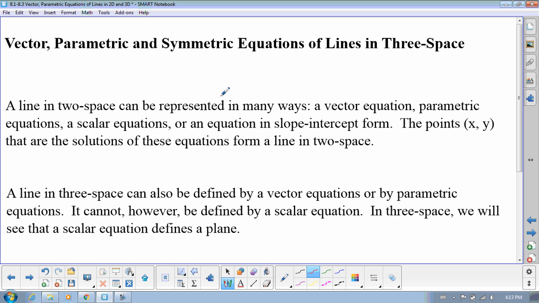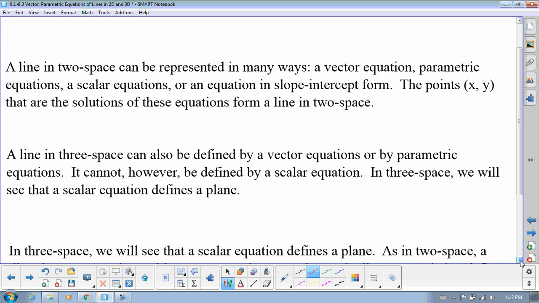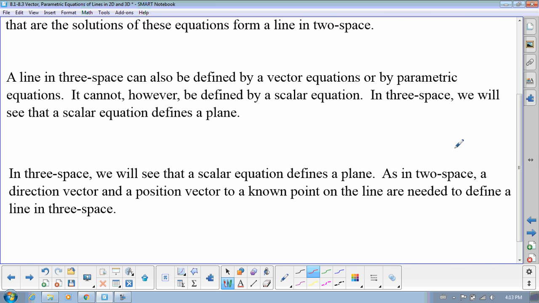However, we can't do a scalar equation of a line in 3 space, and that's because a scalar equation is actually going to represent a plane, which we'll learn in the next lesson or two. So for us, we're going to look at vector parametric, and then there's another format called the symmetric equation of a line, and you'll see what that looks like as we work through our examples.